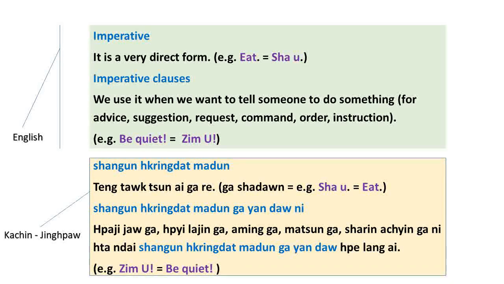However, let's learn this imperative. What are imperative clauses? The imperative clauses, we use it when we want to tell someone to do something. For advice, suggestion, request, command, order, or instructions. For example, the children are so noisy. You would like them to be quiet. You say be quiet. In Kachin Jinghpaw, you have to say zim u.